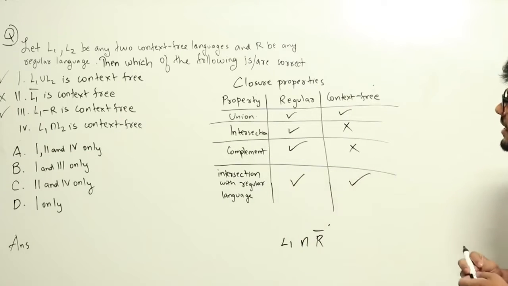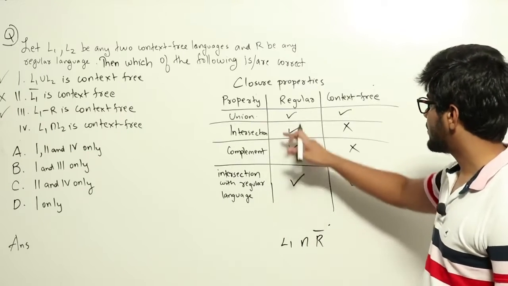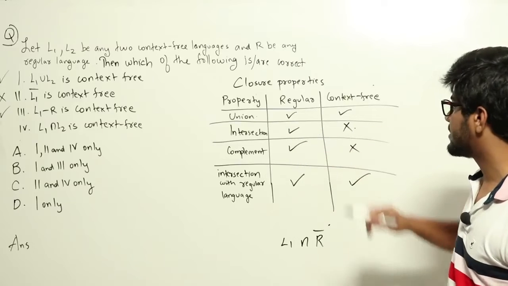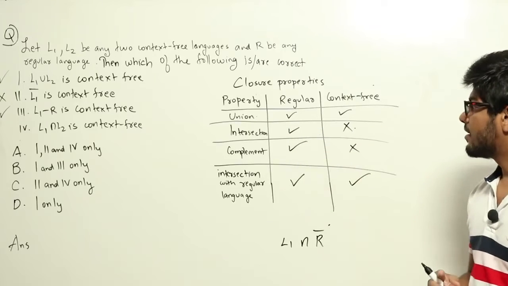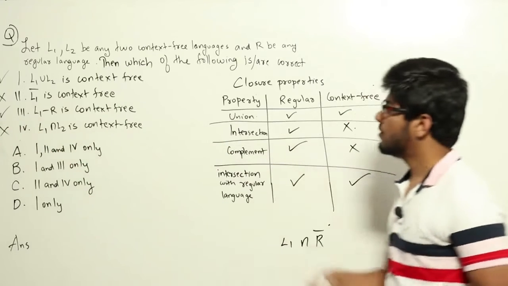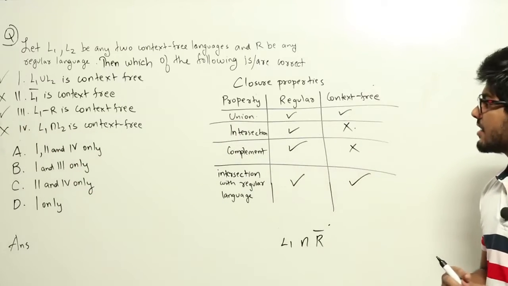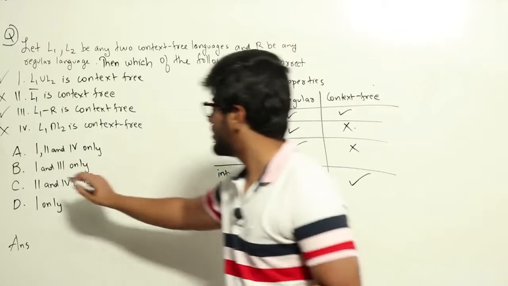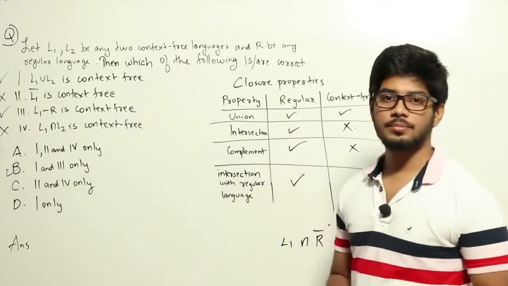For L1 intersection L2 is context-free: context-free languages are not closed under intersection as I have given here. So this is false. So you can see that only 1 and 3 are correct here. So the right answer is option B, 1 and 3 only.